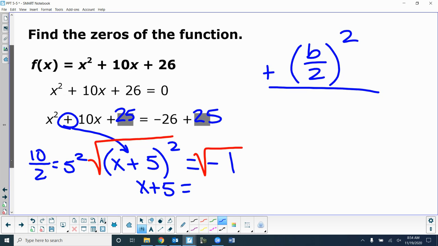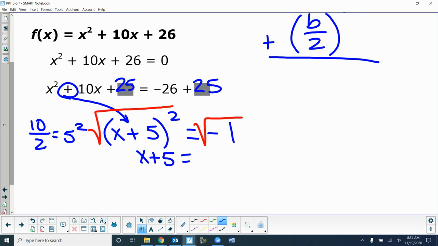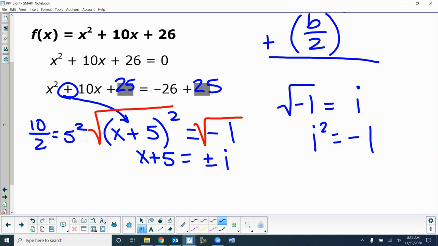And what is, we just learned this week, or yesterday, didn't we? Right? So this is I, and when we take the square root on this side, we always put that plus or minus symbol in front of our answer, because the positive and the negative work. And then we finish up by subtracting 5. So our answer would be negative 5 plus or minus I. Questions? All right, you guys try this one, please.